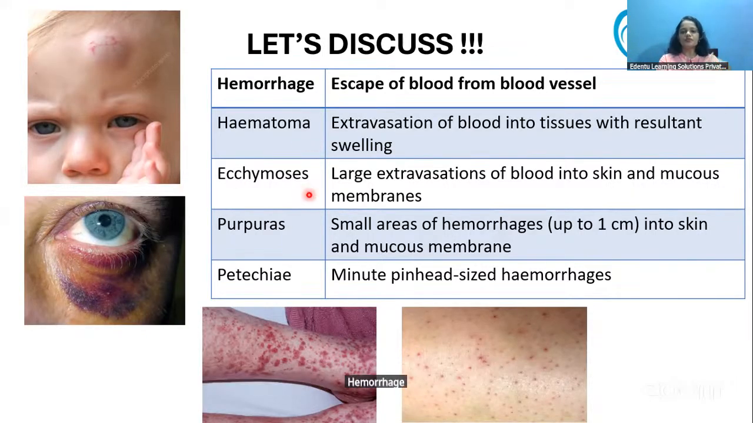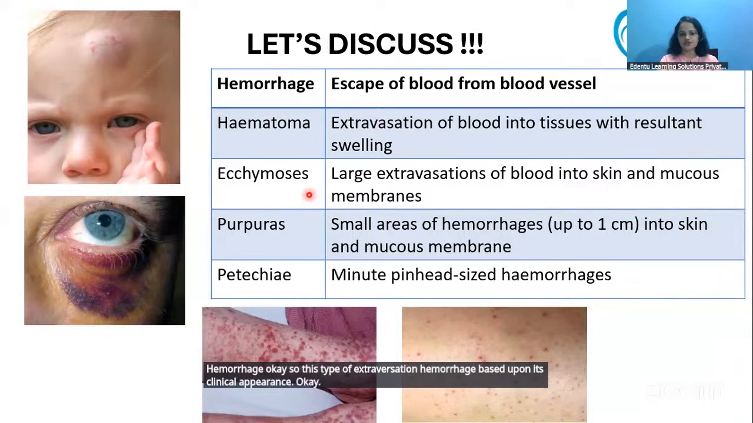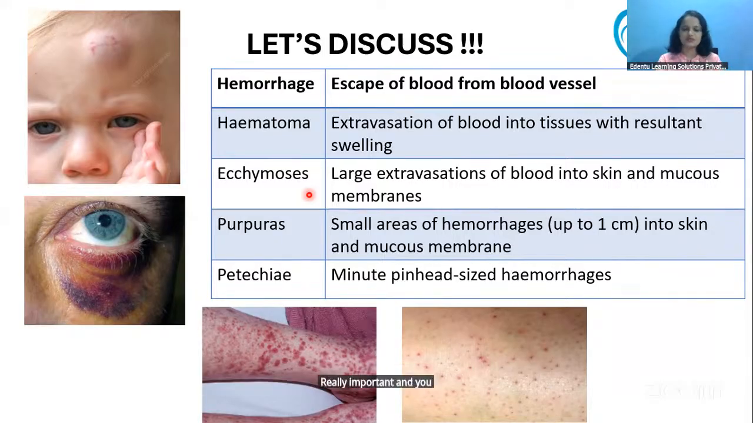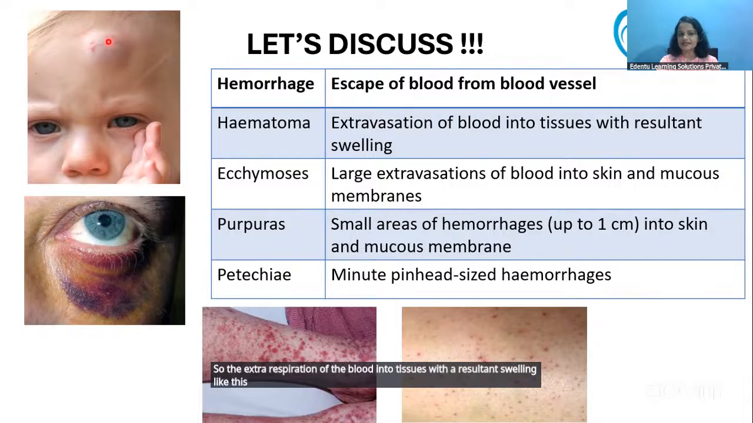Okay. So this is extravasation hemorrhage, based upon its clinical appearance. It is divided into many types like hematoma, ecchymosis, purpura, petechiae. You should know the differences between each term, because each term is really important. So the extravasation of the blood into tissues with a resultant swelling like this is called a hematoma.